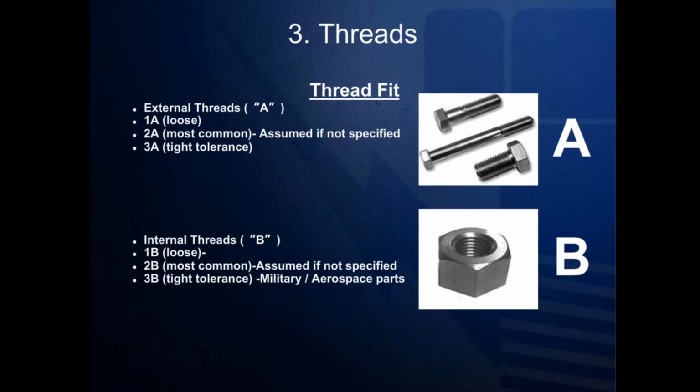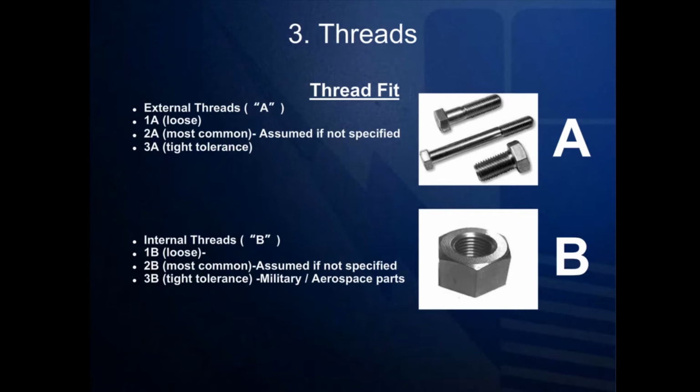For external threads, 1A, 2A, and 3A, and 3 for internal threads, 1B, 2B, and 3B. All of these are clearance fits, which indicate that they assemble without interference. As a general guideline, the higher the class number, the tighter the fit. For example, an assembly which mates with class 1A and 1B threads will have a much looser fit than the assembly having class 3A and 3B threads.